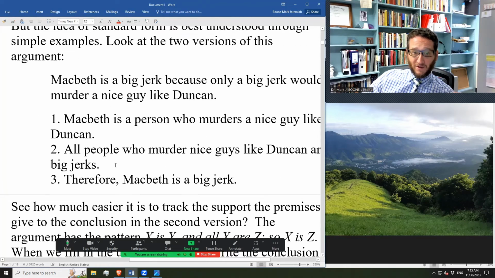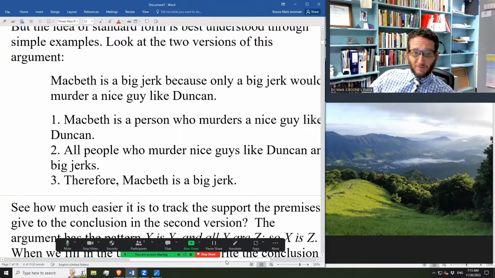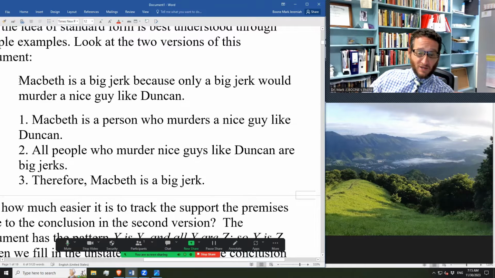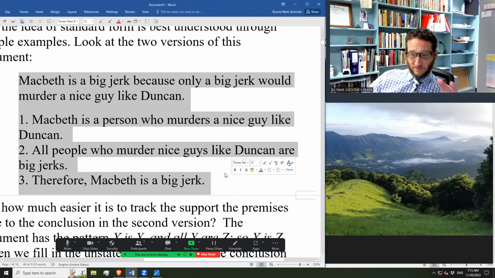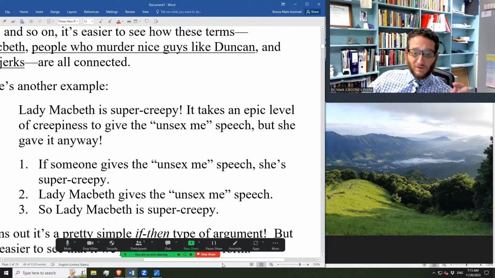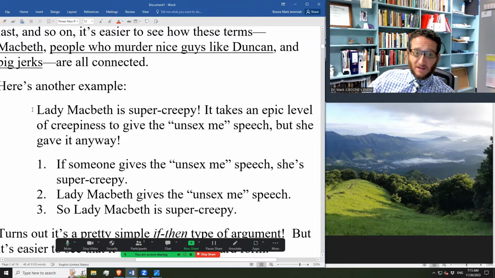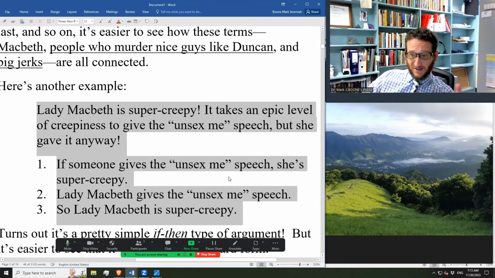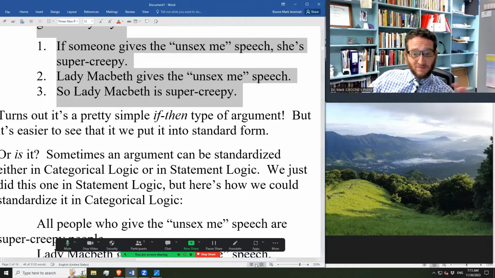And I'm not going to pause and review all the terms, go back and watch previous videos, but just for illustration purposes, this argument with Macbeth was categorical logic. This argument I just did with Lady Macbeth is statement logic. At least that's how I was putting it into standard form. But sometimes an argument could be interpreted either way.